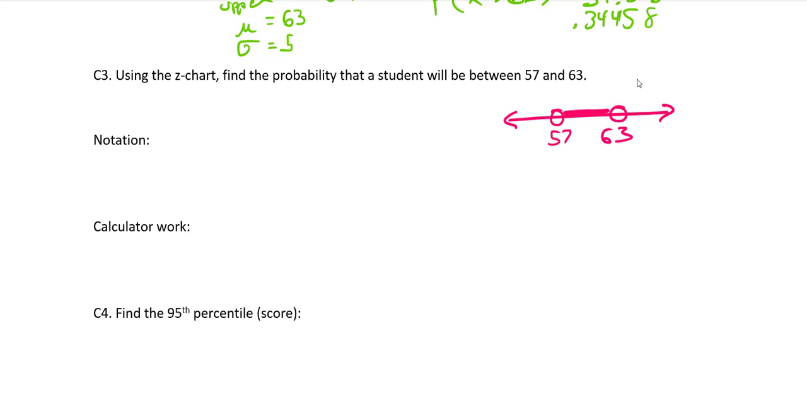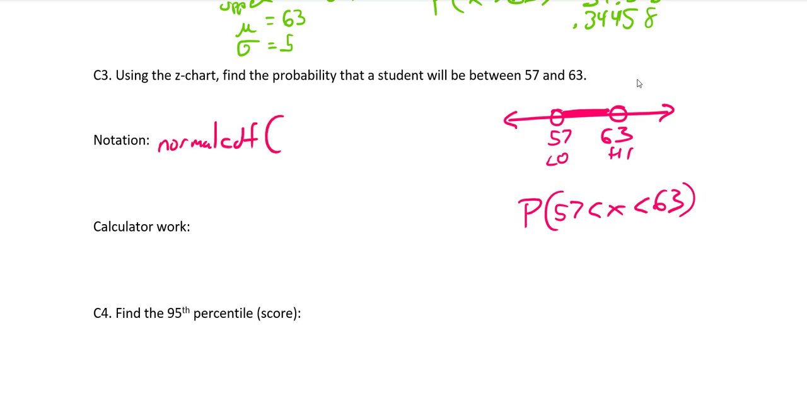So we're looking at anything between these two numbers, and we don't even need negative and positive infinity, because this is going to be my low number and this is going to be my high number. So the probability of scoring between 57 and 63, and look at this cool way of writing it: x is between the 57 and the 63. Check it out. There's our cool betweenness notation. So what we're really going to look at is the normal CDF going between 57 and 63 with an average of 63 and a standard deviation of 5.